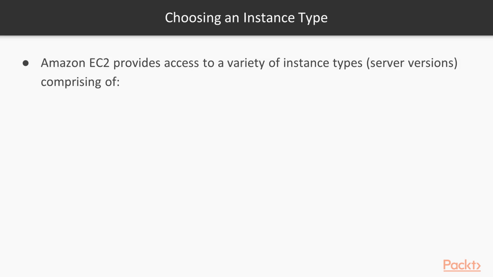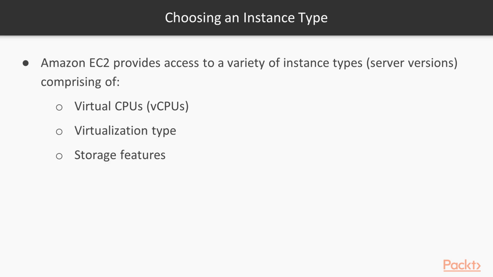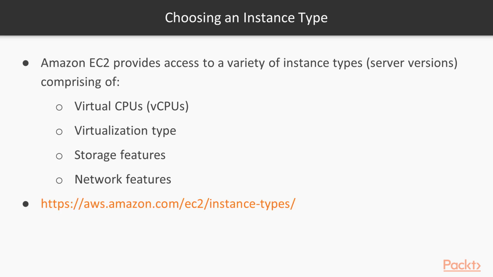Next, let's talk about choosing an instance type. So Amazon EC2 provides access to a variety of instance types, otherwise known as server versions, that comprise of the virtual CPU, the virtualization type that it's running on, the storage features, and any networking features as well. Okay, so let's actually visit this website to take a look at a little bit more detail of the instance types that we have available.